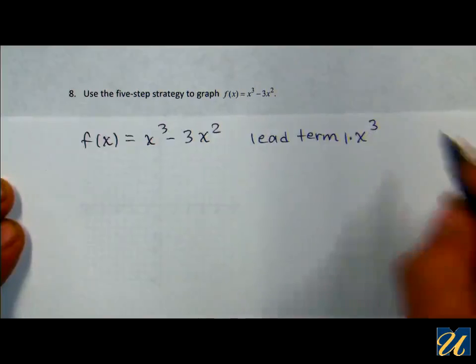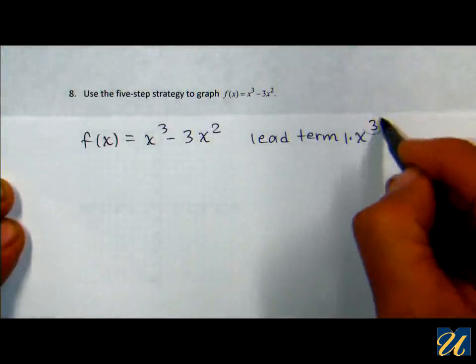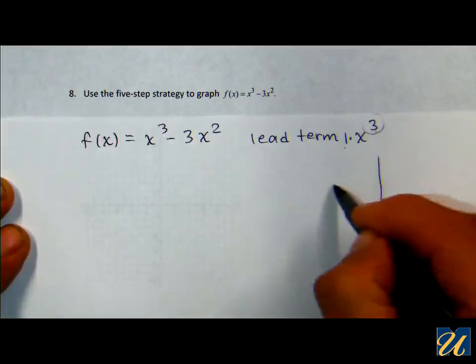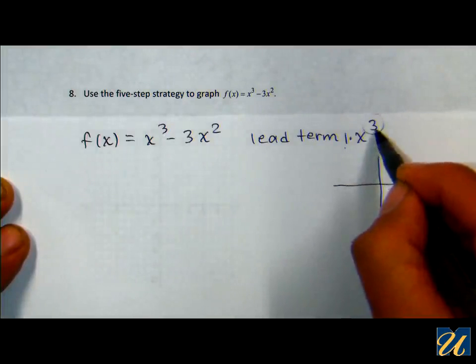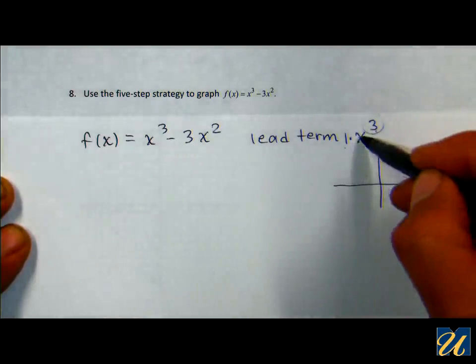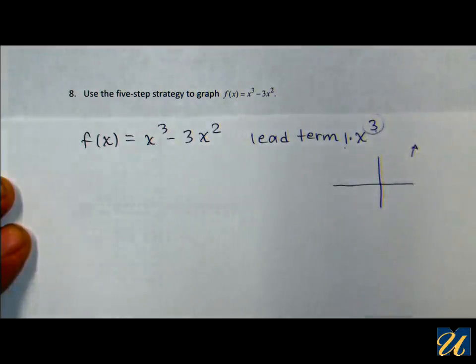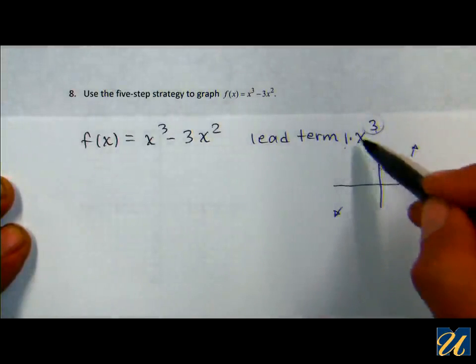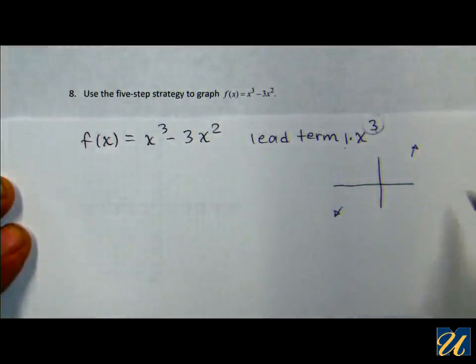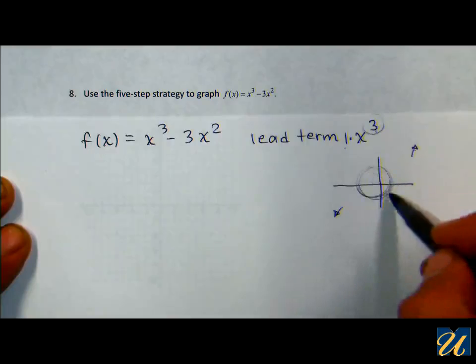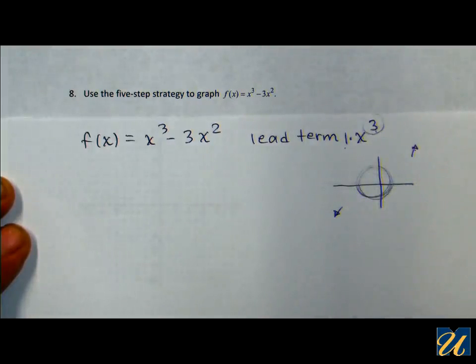So we have odd highest power, positive coefficient in front. Odd highest power means that we have opposite end behavior. When x is large and positive, x cubed is large and positive, times 1, still large and positive. And when x is large and negative, a large negative cubed is negative times positive 1 is negative. So it'll be up to the right and down to the left. What goes on in here, we're going to determine over the next few minutes.